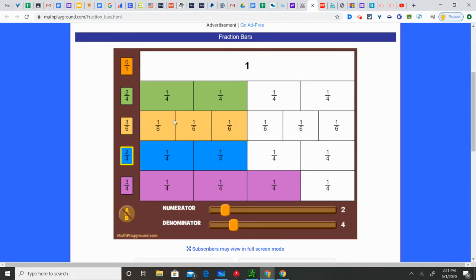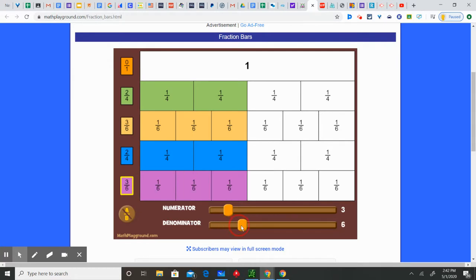All right, and we used this yesterday. Let's use it again here. I'll use the bottom fraction. I'm going to make it 3/6. So my numerator's on 3 already. So my denominator, I'm going to change to 6. So there you go. This is showing 3/6 is shaded. And now I'm going to my top fraction. That's currently set at 2/4. So I have to change that to 3/4.